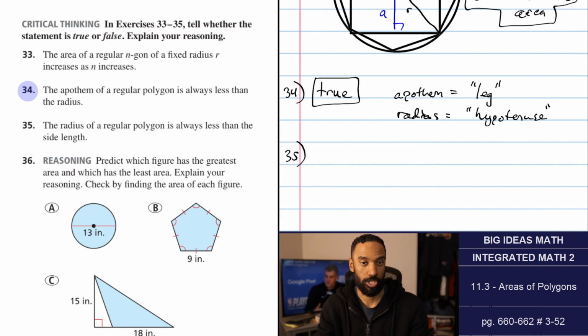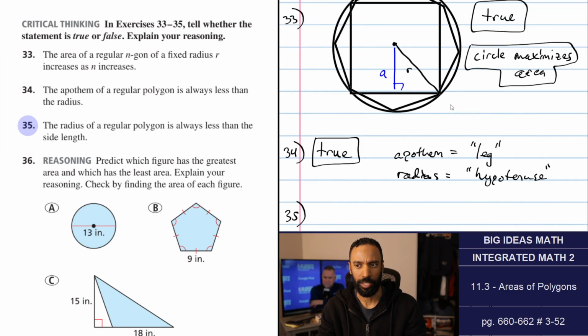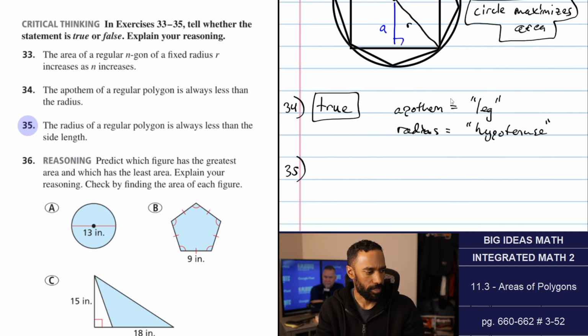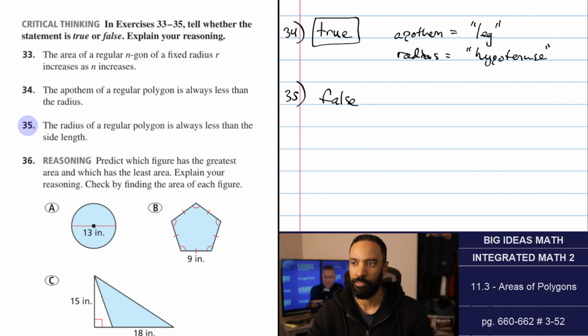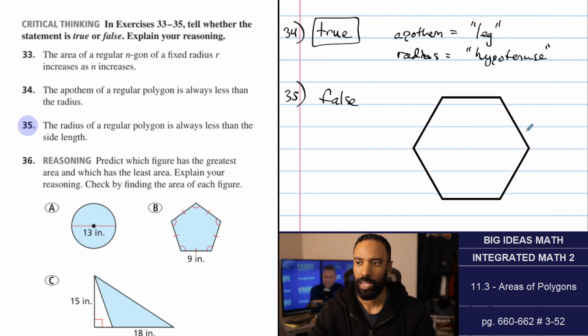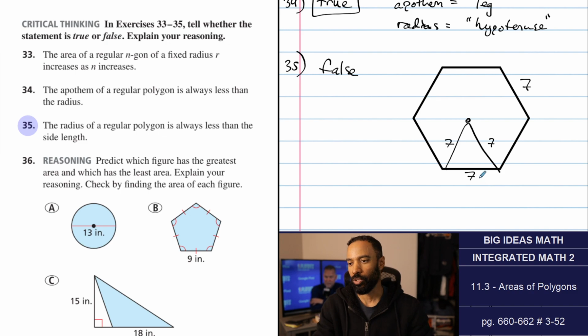Number 35, I'm just going to assume has to be false. We only had 2 truths. Number 35, the radius of a regular polygon is always less than the side length. Wait a second. Yeah, no, false. Once you get more than a hexagon, I don't know if you saw that, but there was a hexagon where we saw side lengths of 7. So they're all 7. But in a regular hexagon, you actually have equilateral triangles. That means these are all 7 here. So less than, they're equal to now. So not always less than, that's a counterexample.